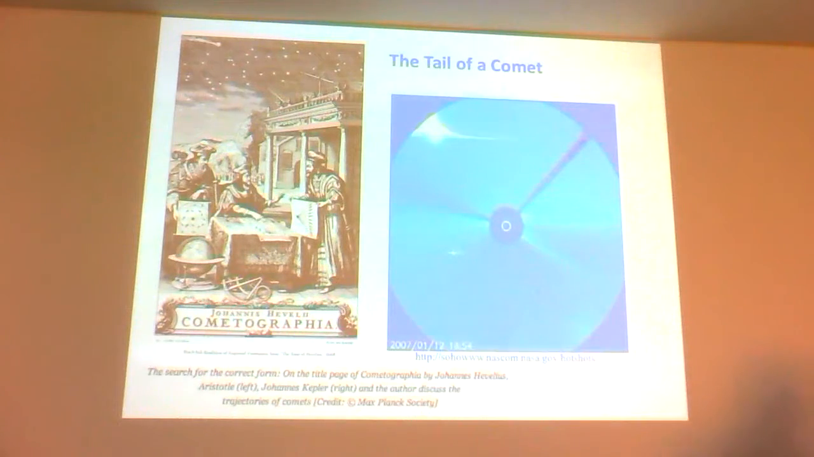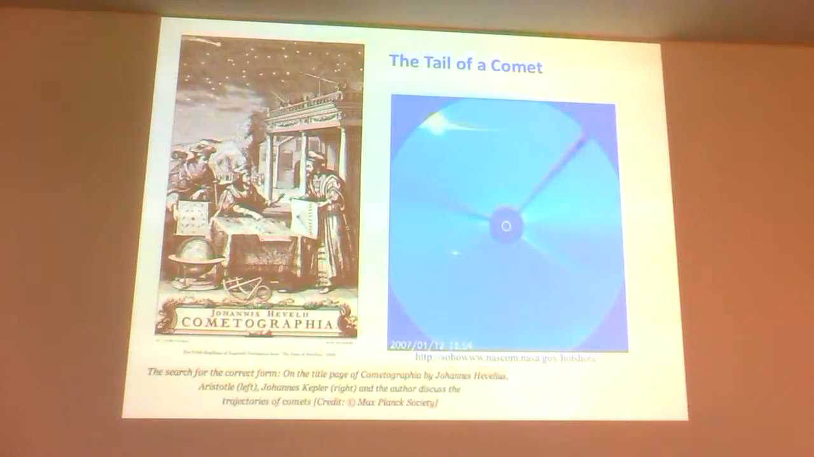So, in 1610, Kepler, in between looking at laws of planetary motion and protecting his mother from claims of witchcraft, which had rather dire consequences in those days, also wondered about the tail of a comet. He conjectured that the tail of a comet was pushed away from the sun by some kind of solar wind or solar pressure.